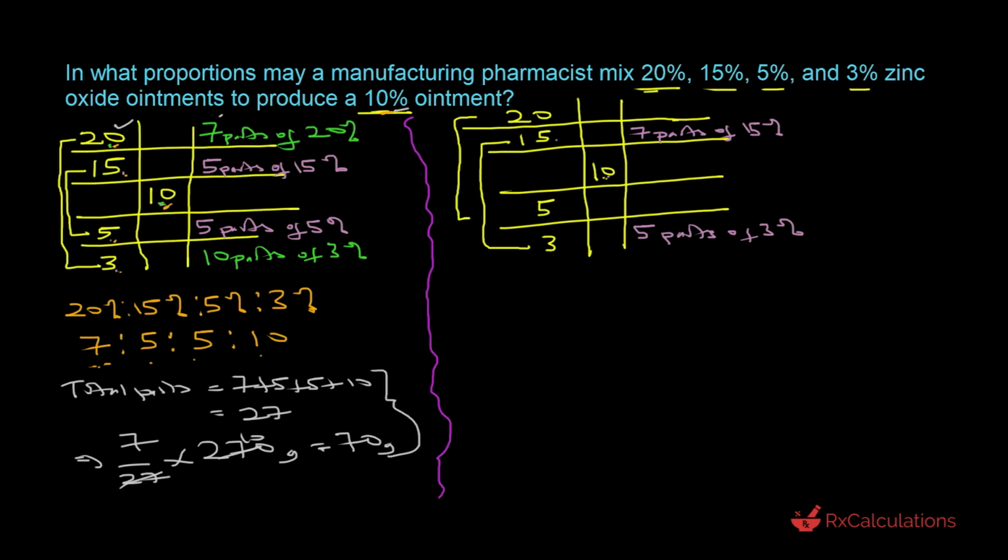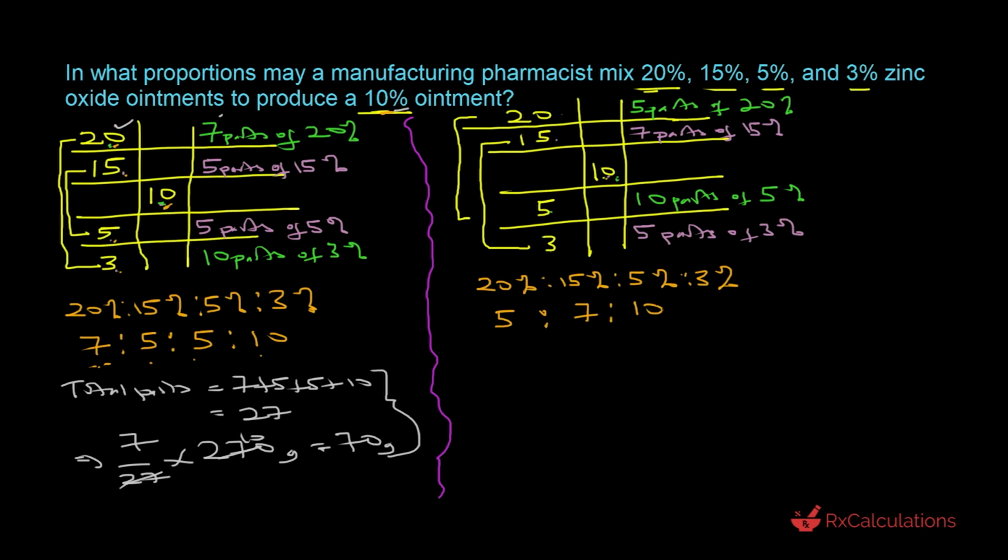And now the next set will be the 20, the 10, and then the 5. So if you subtract 5 from 10, that gives you 5, and that gives you the number of parts of the 20%. So you have 5 parts of the 20%. And then you will do the 10 and then the 20. So 10 from 20 is 10. That gives you 10 parts of the 5% ointment. And so now in terms of proportion of the 20%, the 15%, the 5%, and then the 3% ointments, you're going to have 5 parts of the 20%, 7 parts of the 15%, 10 parts of the 5%, and 5 parts of the 3%. And if you mixed everything in these proportions, you would end up with the 10% ointment.